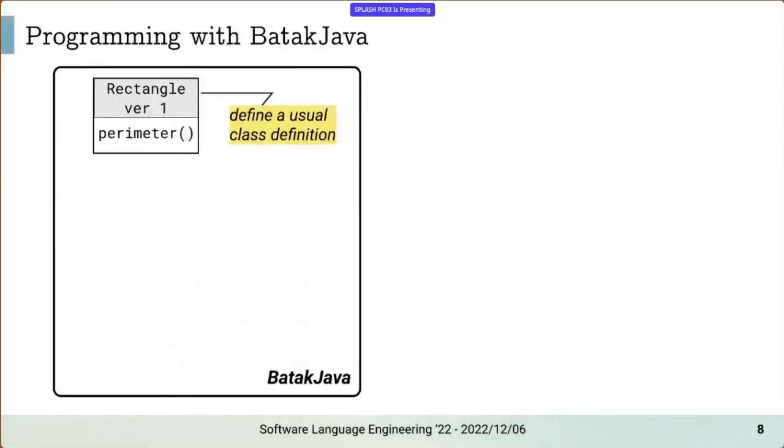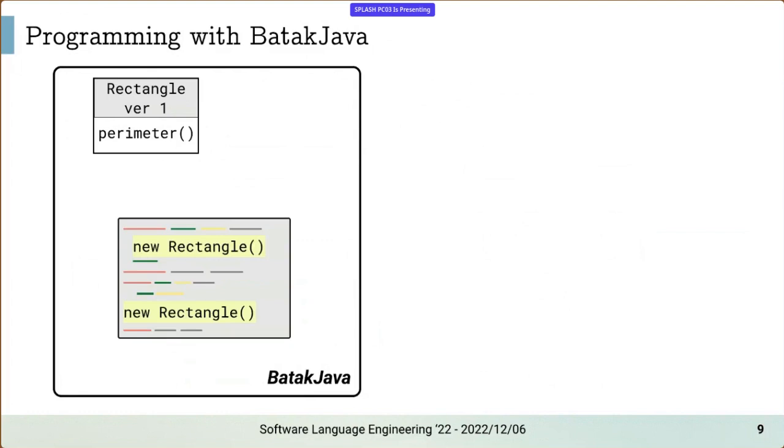Okay, next. How exactly would a programmer program with this kind of versioned programming language? First, let's start with the class rectangle that we have from before. This is the initial definition, so we just label it version 1. In BatakJava, we require each class to be annotated with a version. It's a usual class definition. Then we have our own program where we use this class definition, and we just make the instance as usual.